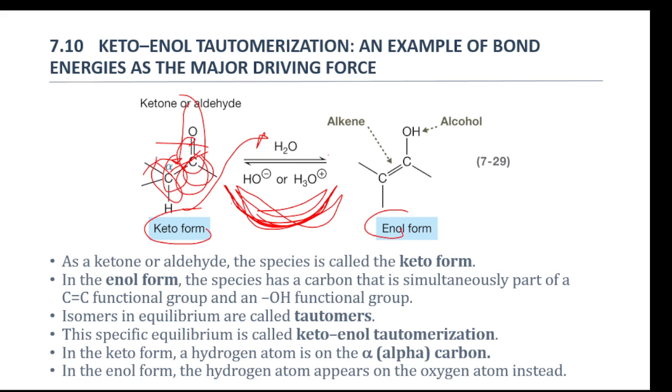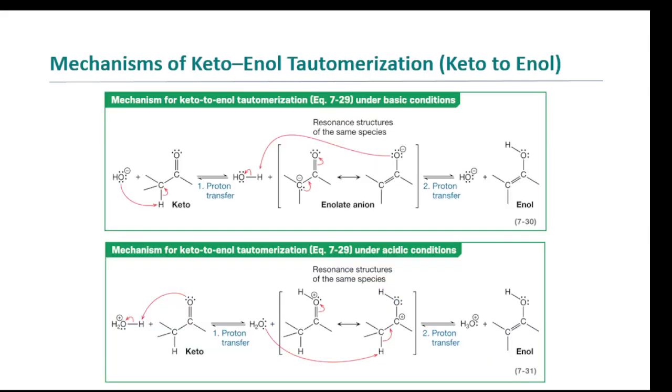Okay, so let's go ahead and look at the mechanism real quick. So right here's the mechanism. This one's going to be the base-mediated one. And so the first thing that's going to happen is the base is actually going to take that alpha carbon hydrogen, that acidic hydrogen. That's going to leave the negative charge on that carbon. Now, that carbon is negatively charged, isn't it?